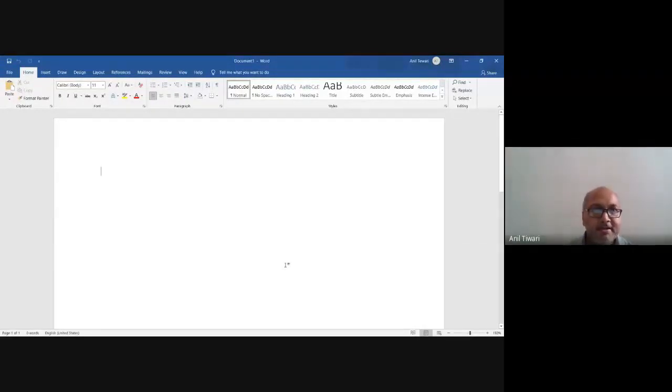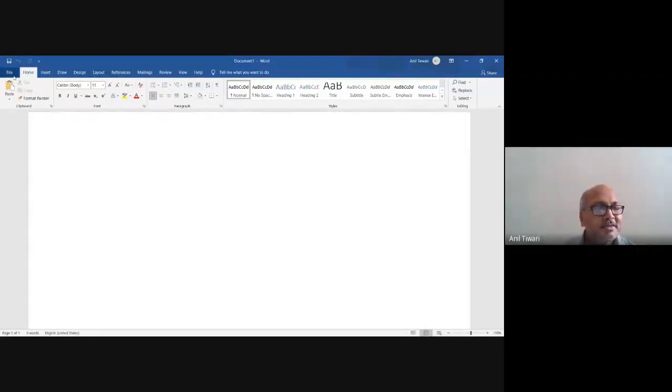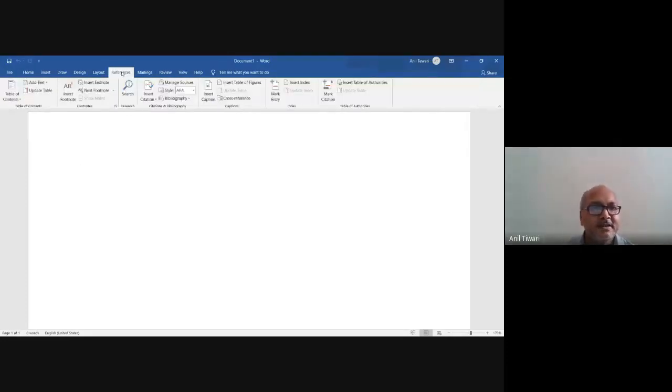So can you see this blank document? Yes, sir. Just see a blue ribbon above. There you find References. So just click on References, then it will open like this. Here you can see this part where you have Bibliography, Insert Citation, Manage Sources, Style, etc.